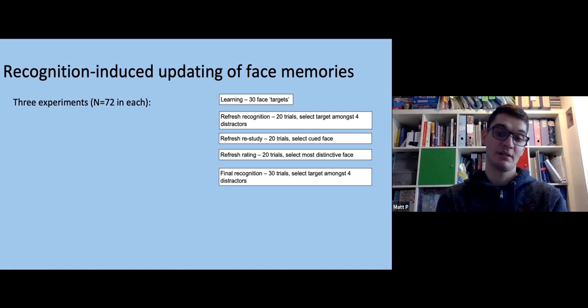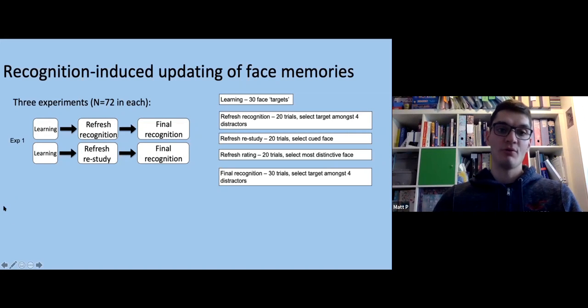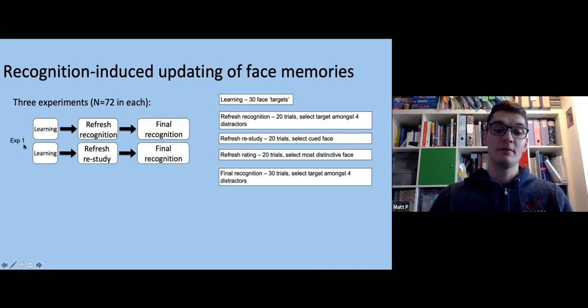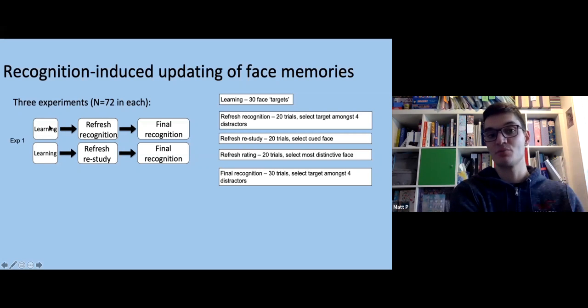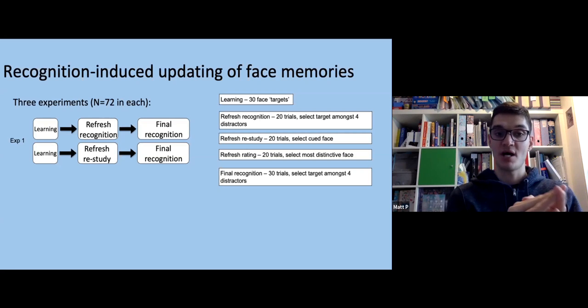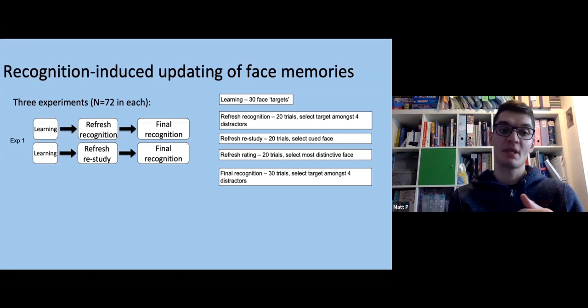So three experiments were conducted overall, all behavioral experiments for now. I should say, all three experiments had a similar design like this. So there were two blocks of tasks, a learning, refresh, and final recognition task. In experiment one, the first block had a learning phase where the participants were presented with 30 faces to memorize. They then had a refresh recognition task where they were presented with 20 trials. In each of those trials, there was one target face from the learning phase alongside four distractor faces that weren't from the learning phase. And they just had to pick out which one of those five faces they remembered from the learning task. They then did a similar task in the final recognition task. They're shown the five faces again. They just have to pick which face they remember from learning.